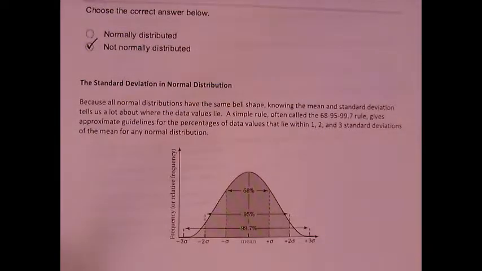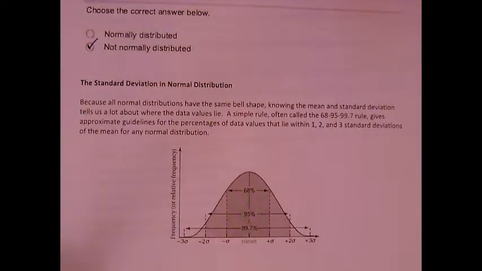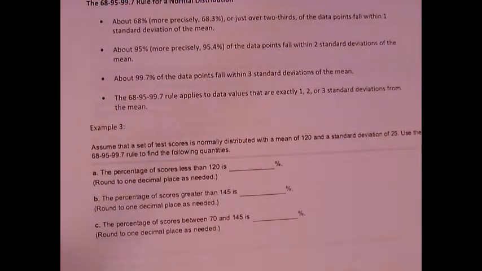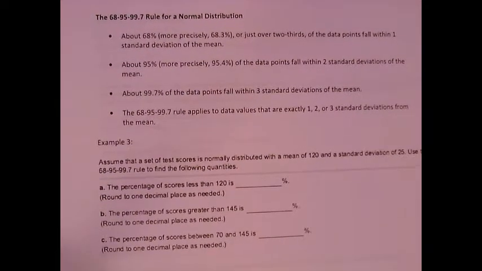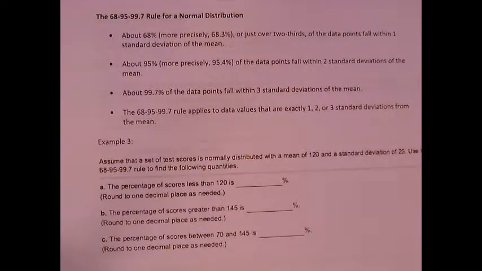Now what does that 68, 95, 99.7 rule state? Okay, here it is right here. For a normal distribution, that means about 68%, or just over 2/3 of the data points, will fall within 1 standard deviation of the mean.